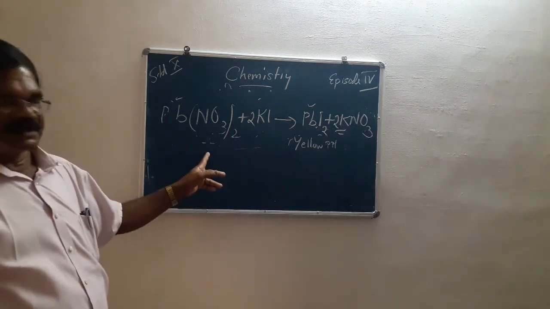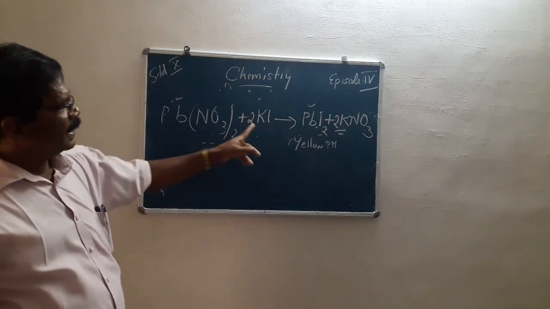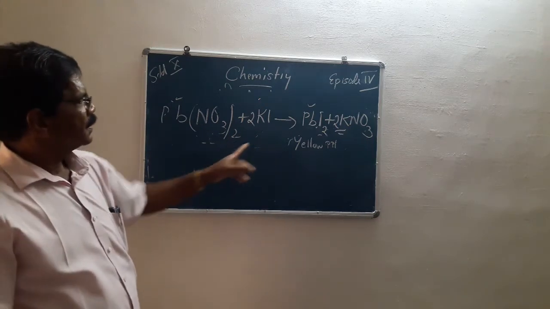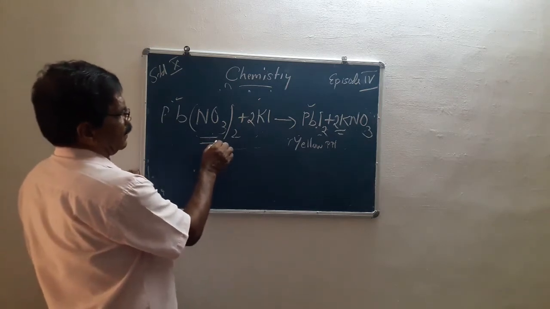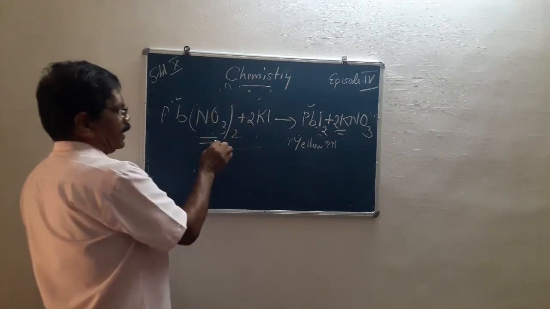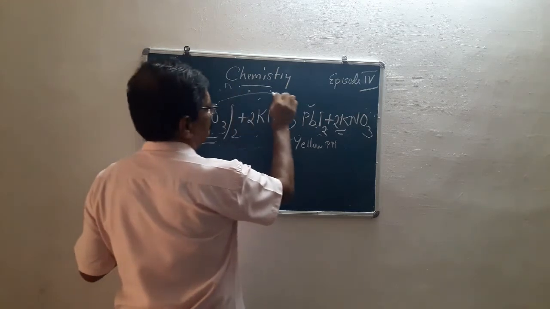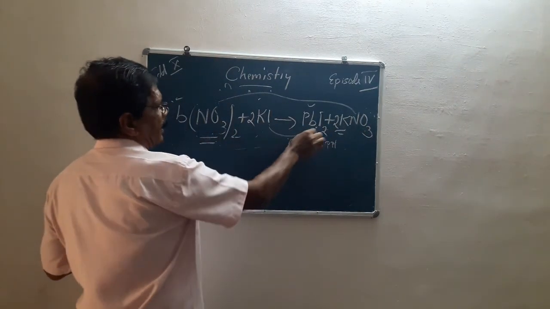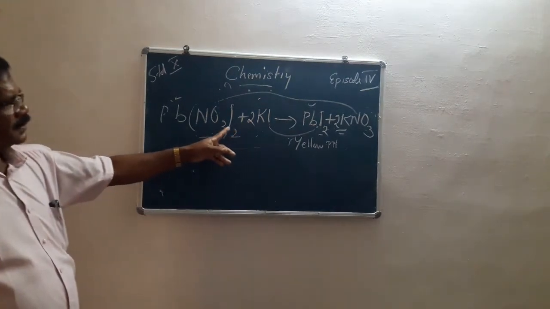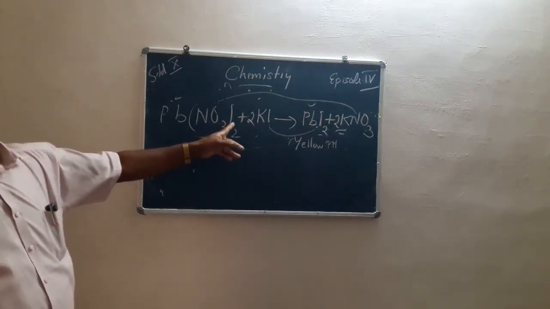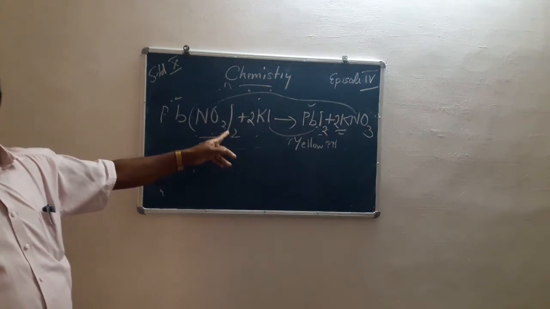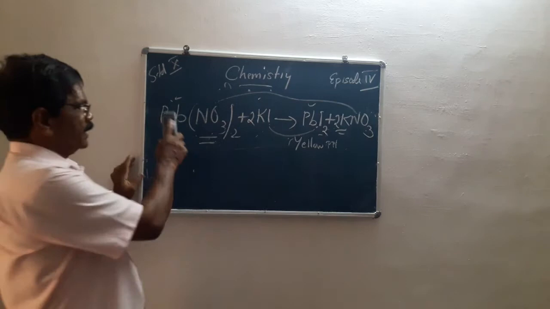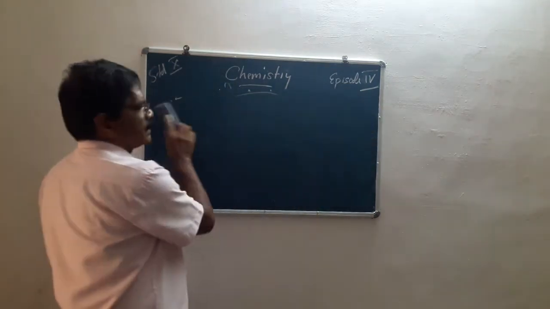What is double displacement? The two reactants exchange their ions. In potassium nitrate, the nitrate is exchanged to lead and the iodide is exchanged to potassium. The two ions exchange with each other, so it is a double displacement reaction. So seeing all these reactions, you have to note all these things.